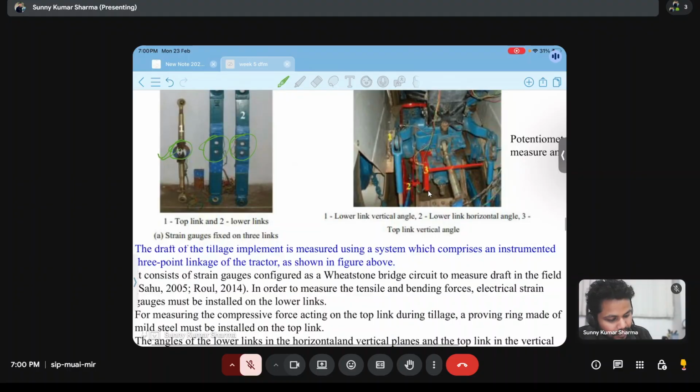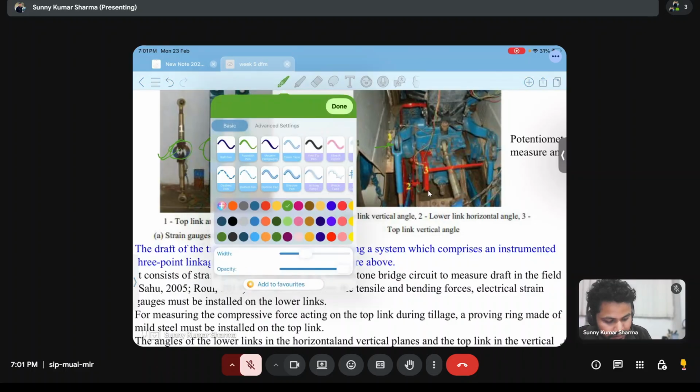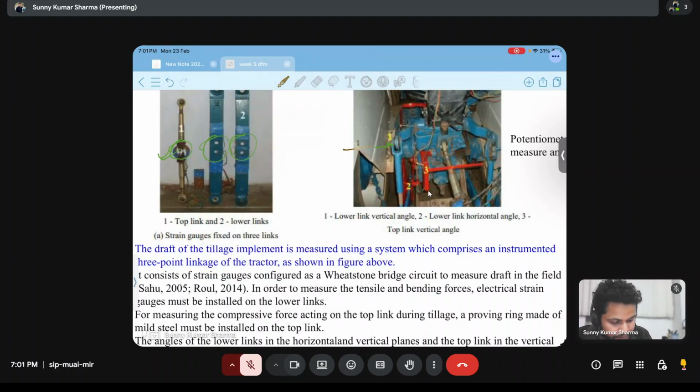And in all these 3 point linkages, this is the first point, second point, and this is the third point. At all these points, while it is moving, it is calibrated in such a way that how much it has moved and at what angle. With the help of a potentiometer, we can get the angle it has moved with respect to the horizontal plane.